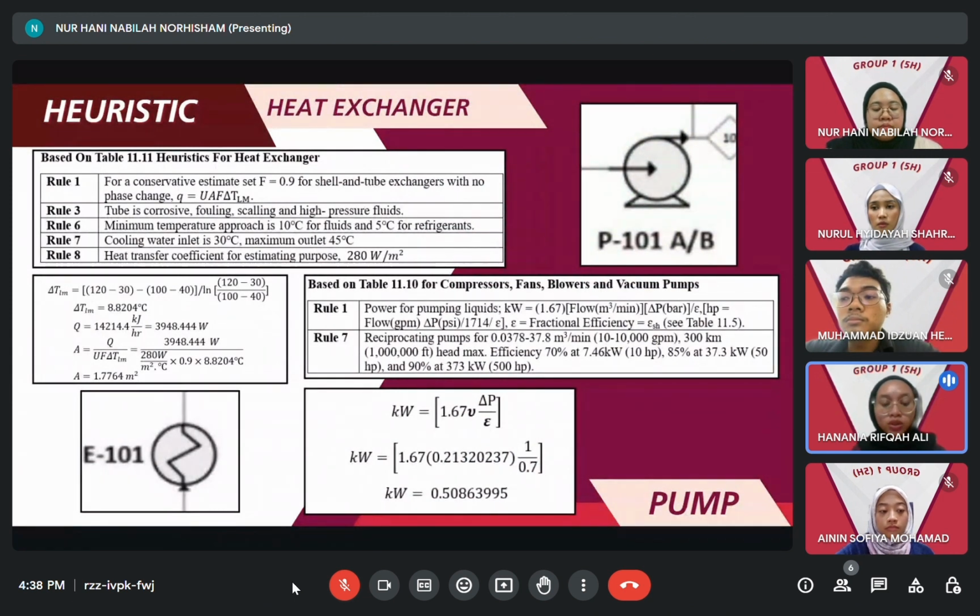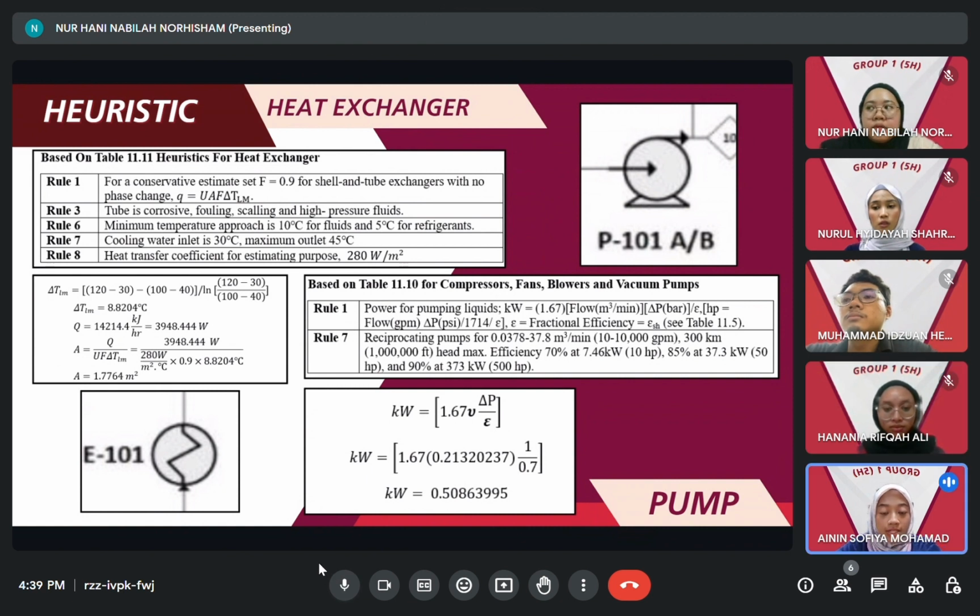So next is the heat exchanger. We use the heuristics of rule 1, 3, 6, 7, and 8. First of all, we need to find the delta TLM. We use the cooler, where the temperature is 120 to 100, and then the delta TLM is 8.82 degrees C. Then the Q that we calculated from the energy balance, we put into the formula, which is Q equal to U A F delta TLM. So we got A equal to 1.7764 meter squared.